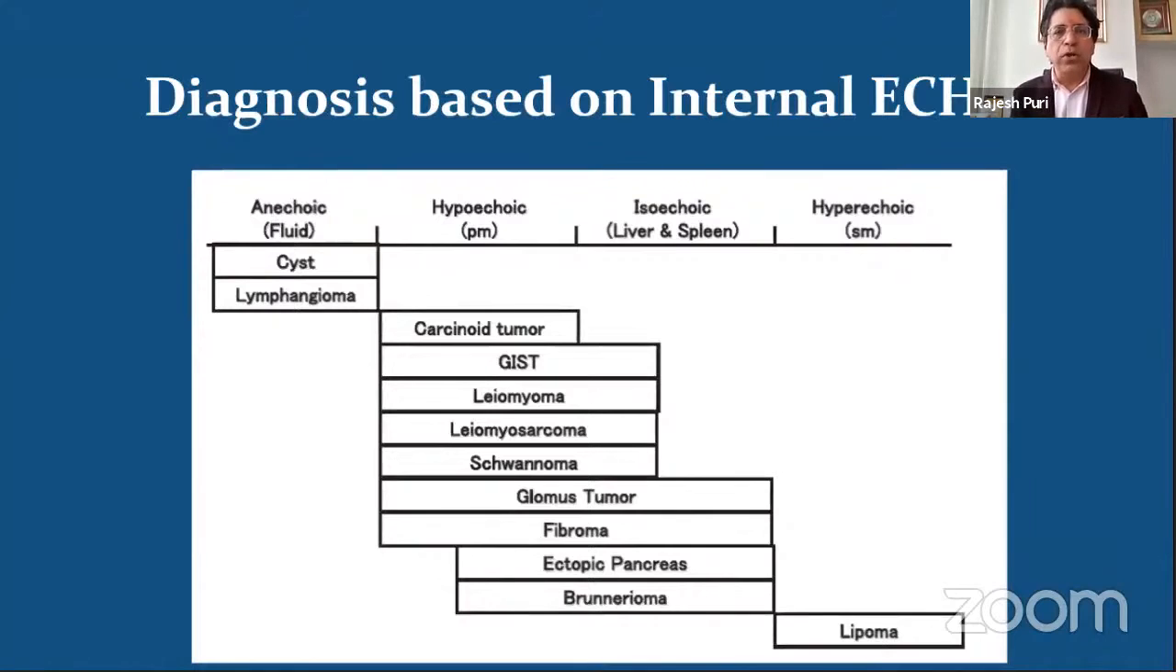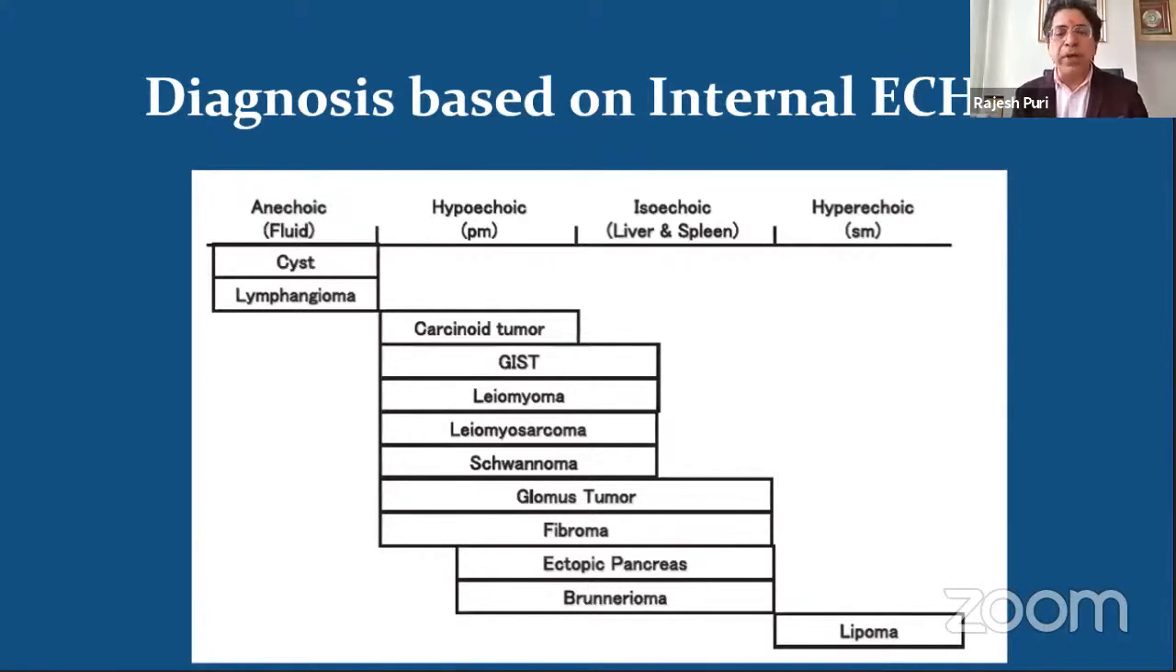When we talk about the diagnosis on the basis of internal echo pattern, if the subepithelial lesion is anechoic, the possibility is a cyst versus lymphangioma, or a vascular lesion if Doppler signals are present, then the possibility of an ectopic pancreas or a fundal varix is very high.